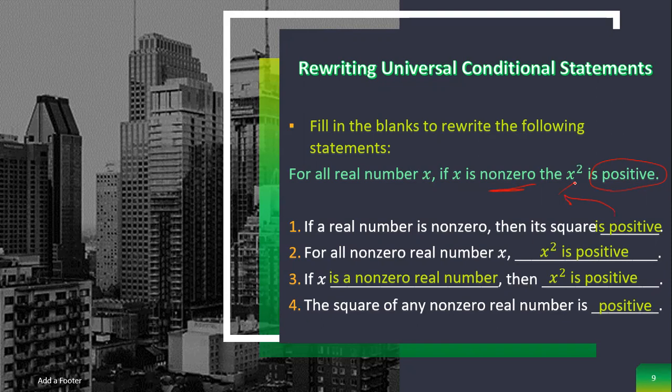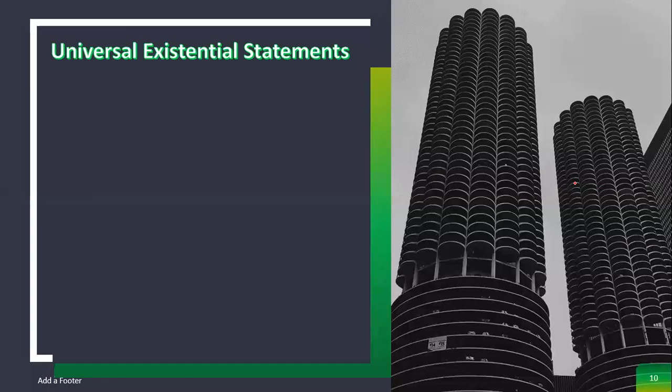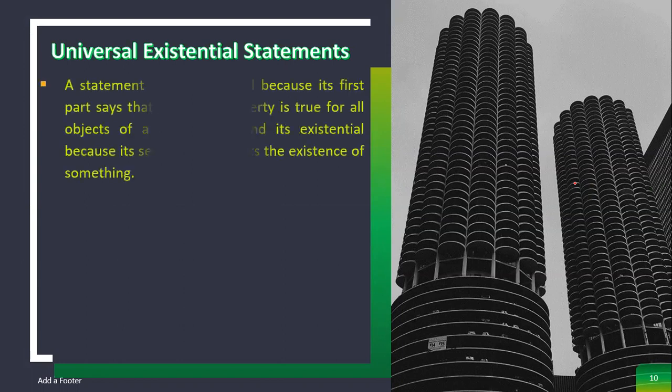All right? Okay. We also have universal existential statements. Now, what is a universal existential statement? These are statements that are universal because the first part says that a certain property is true for all, meaning that it is universal.